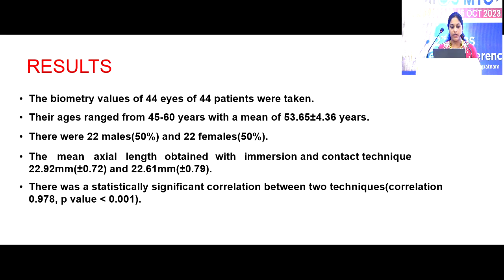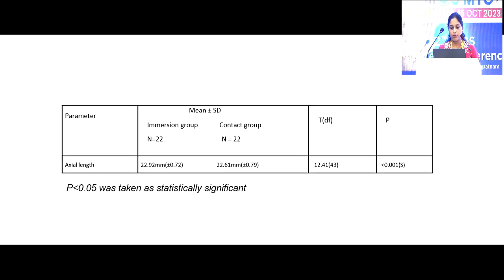Results: the biometry values of 44 eyes of 44 patients were taken. Their ages ranged from 45 to 60 years. There were 22 males and 22 females. The mean axial length obtained with immersion and contact technique are 22.92 and 22.61 mm.